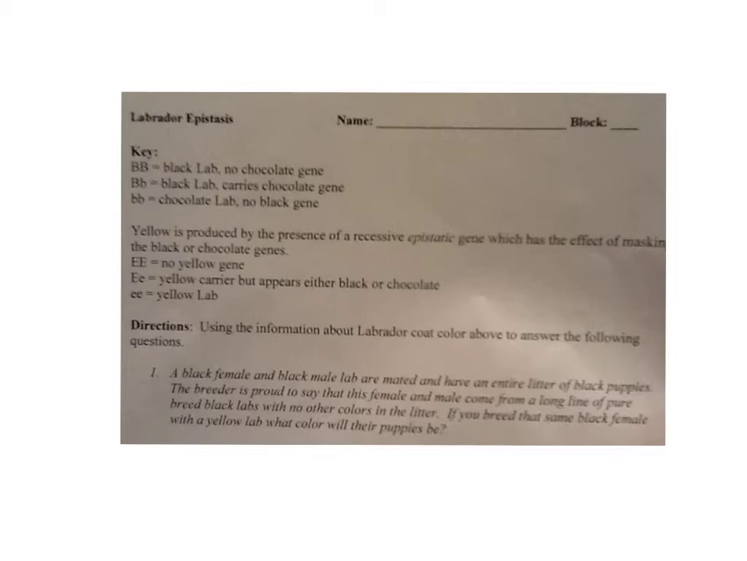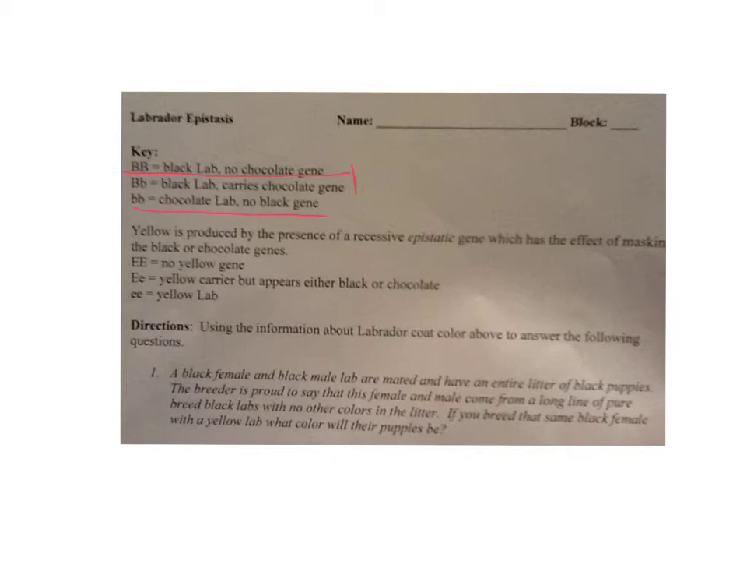So black labs, which are right here, have no chocolate gene. Okay, so we have one gene. Big B gives you a black lab, and that is dominant to chocolate. So you'll also get a black lab if you end up having one big B and one little b. To be a chocolate lab, you have to have no black genes. It's recessive. So that's your little b right here.